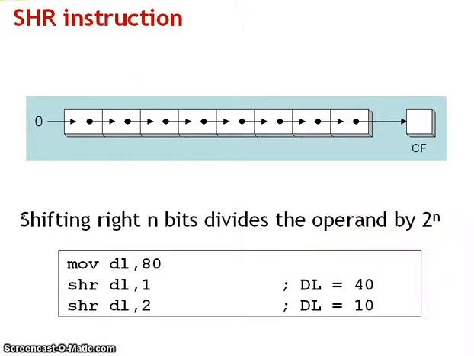Now in this category we have one more instruction, SHR instruction. This SHR instruction shifts the bits towards right, the rightmost bit goes to carry flag and the leftmost bit is filled with 0. Shifting right n bits divides the operand by 2 power n. This is an application. For example, if we want to divide the content of a register by powers of 2, we can use it. Say that DL contains 80. If I write SHR DL, 1, then the content of DL is divided by 2 power 1, so 80 divided by 2 gives me 40. Similarly, if I again shift right DL by 2, 40 is divided by 2 power 2, so 10.